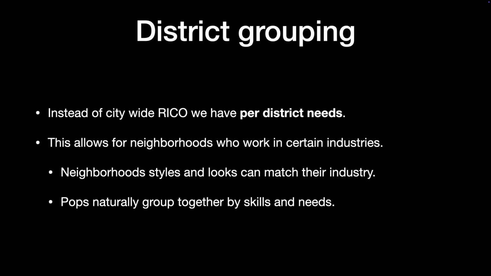So let's talk about district grouping. So again, instead of citywide RICO, I would like to have per district needs. This will allow for neighborhoods to form around industry. So if you have a huge lumber yard or something out in the city limits, the neighborhood around it would actually be built towards that, and it would actually feel like a logging town more than just another urban center.